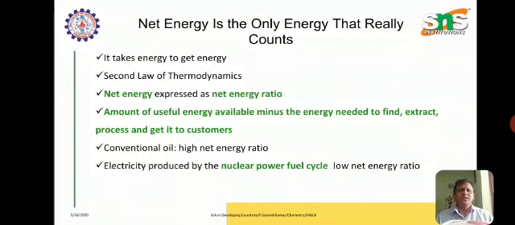So what happens? The total energy minus what about the extraction and the customers? The amount of useful energy available is the total minus the energy needed to find, the energy needed to extract, and the energy needed to process and get it to the consumers. So the net energy will be very, very low. For conventional oil, a high net energy ratio is available, but nowadays nuclear fuel cycles have a low net energy ratio. That's why we mostly prefer conventional oil.